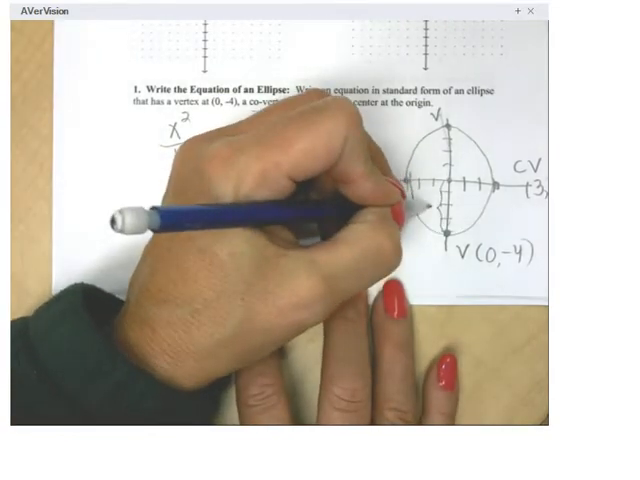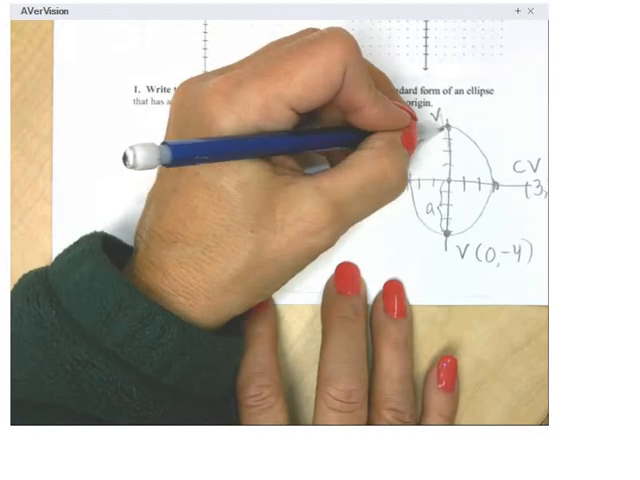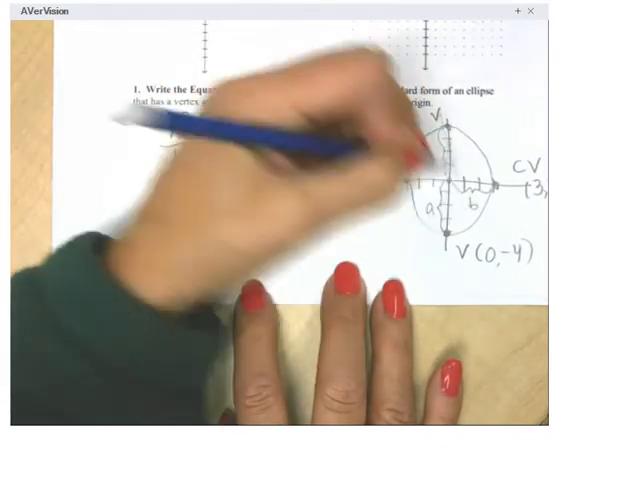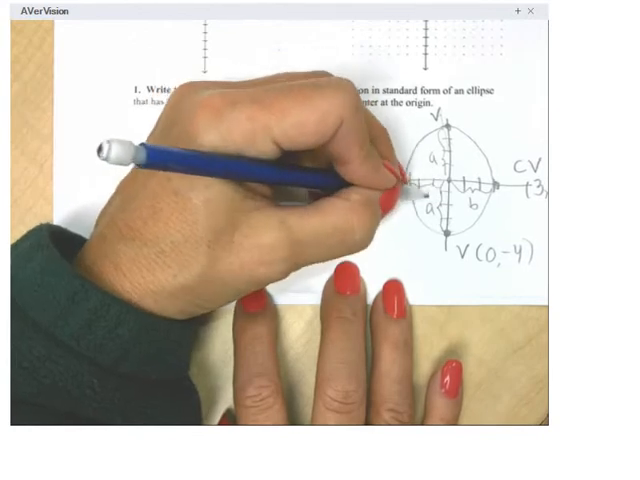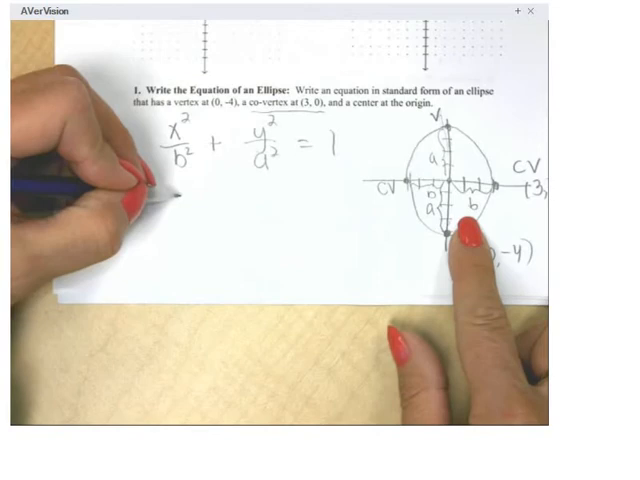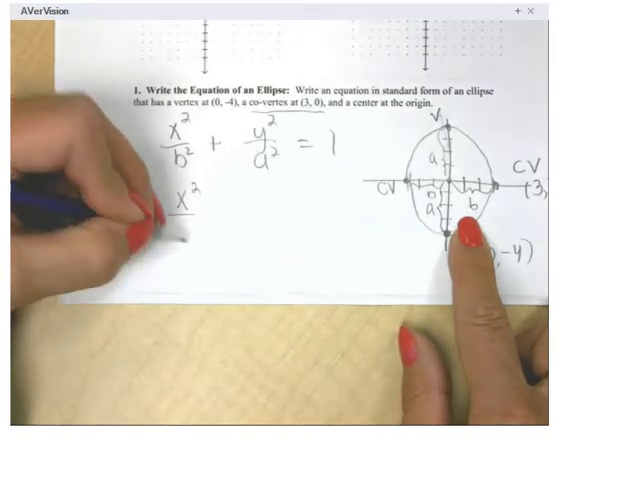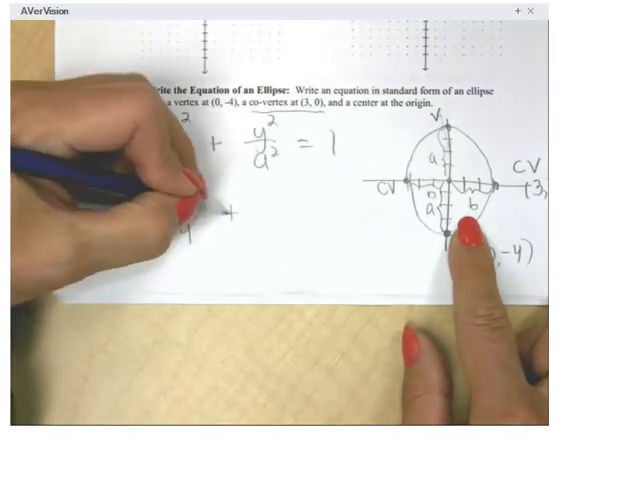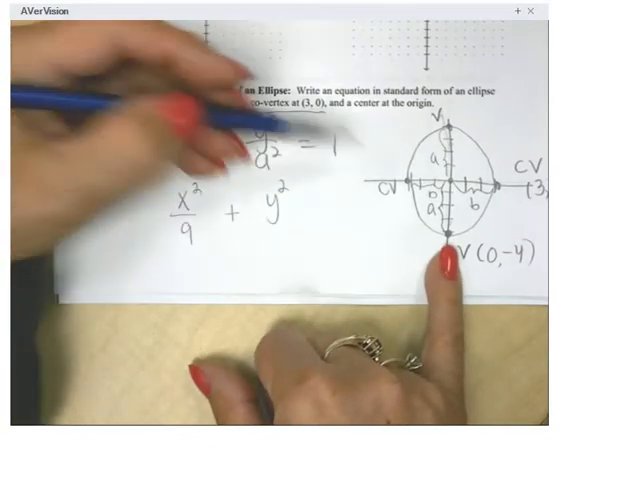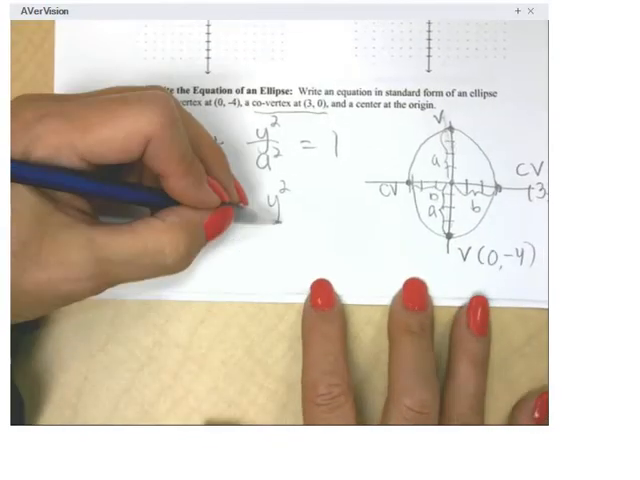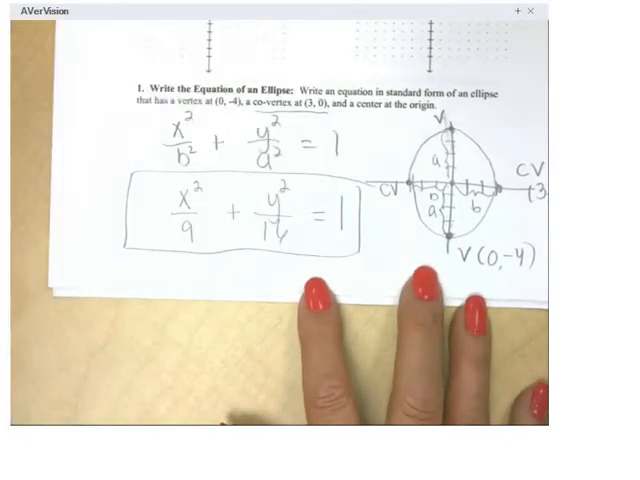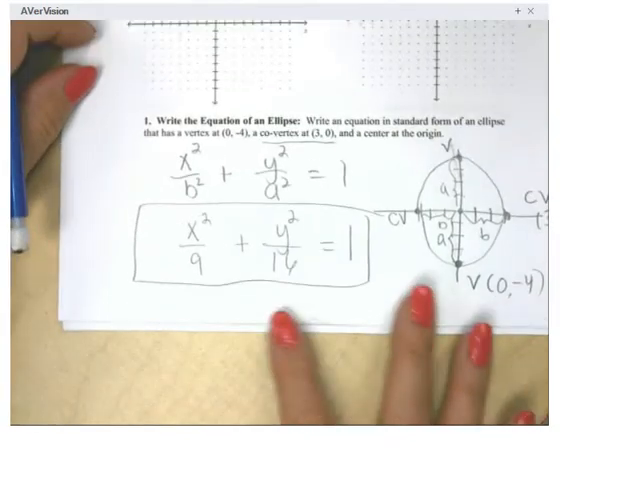This distance is called your a. This is also a. This distance is my b. That distance is my b. So I can see that b is 3, which means I would need 9 underneath here. And the a value is 4. I square it. And there is the equation of my ellipse.